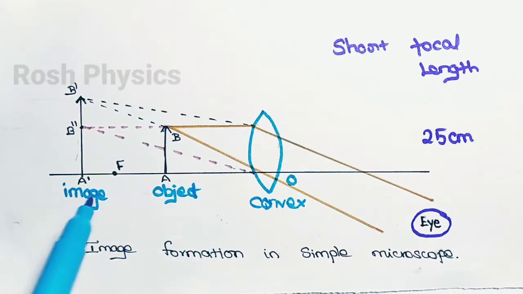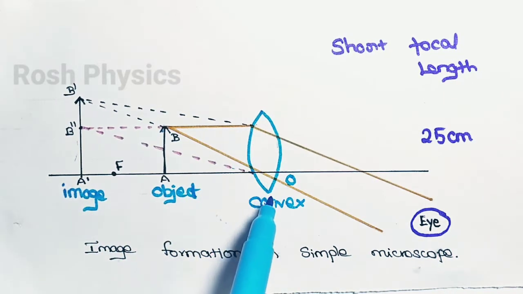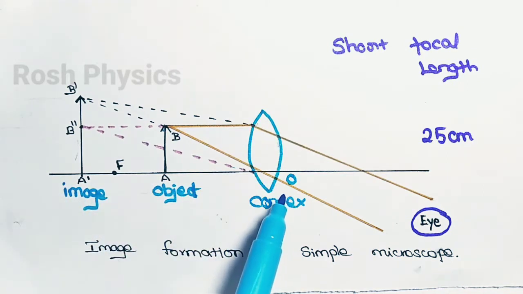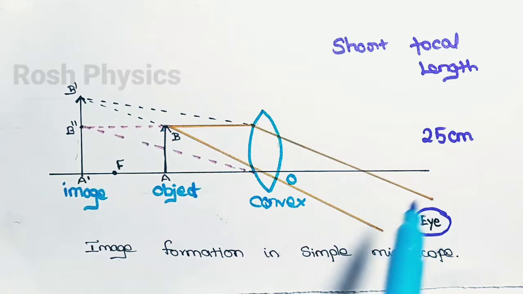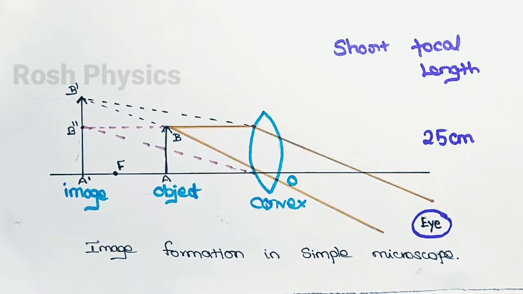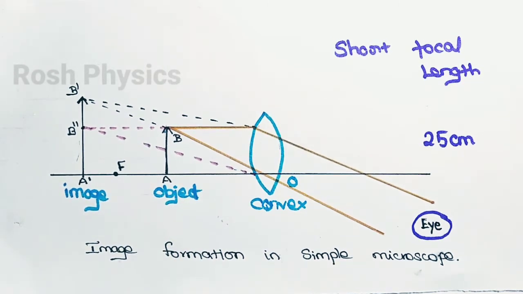Listen guys, the distance of the image formed here is equal to the distance of distinct vision, that is D equal to 25 centimeter. So what is distinct vision? It is the least distance, the nearest distance at which the human eye can see. We saw that in previous videos. Distinct vision is nothing but the nearest distance at which the normal human eye can see. Now look, what are the applications of a simple microscope?